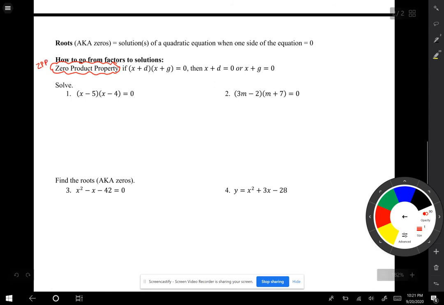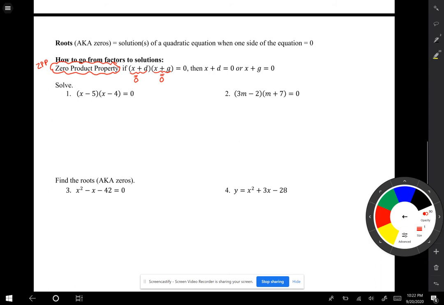And it says that if you have factors that are in parentheses, then what you do is you set each of these equal to 0. You set this whole parentheses equal to 0, and you set this whole parentheses equal to 0. And then you solve each equation. So you're going to have 2 equations. I tell kids to just make a smiley face, and that makes it easy for them.